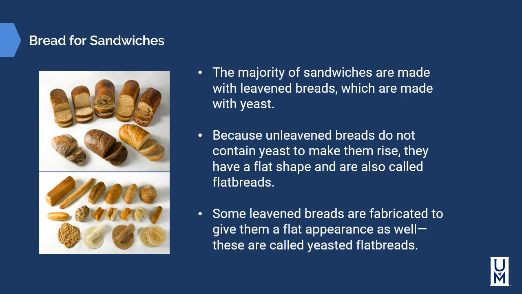The majority of sandwiches are made with leavened bread, which is made with yeast. Because unleavened breads do not contain yeast to make them rise, they have a flat shape and are also called flatbreads. Some leavened breads are fabricated to give them a flat appearance as well. These are called yeasted flatbreads.